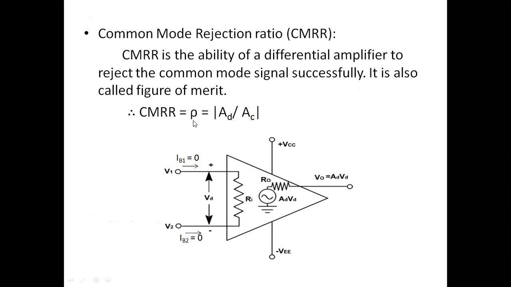We can denote CMRR by this symbol, rho. So here we can say the common mode rejection ratio is the ability of a differential amplifier to reject the common mode signal successfully. And we can call this a figure of merit because it is calculating the gain of the differential amplifier as well as the gain for the common mode. So you get the ability of the amplifier to reject the common mode signal.